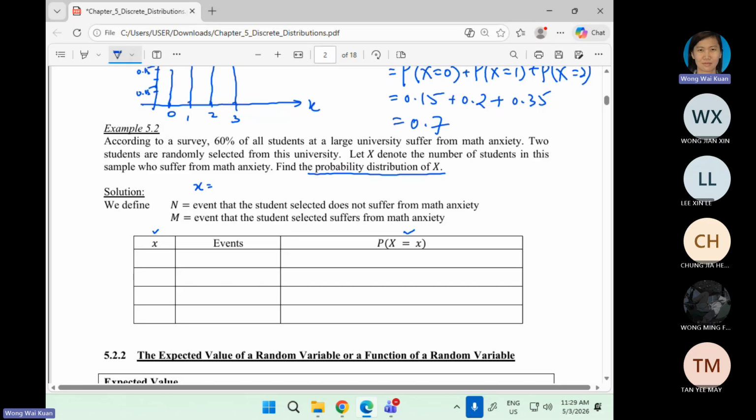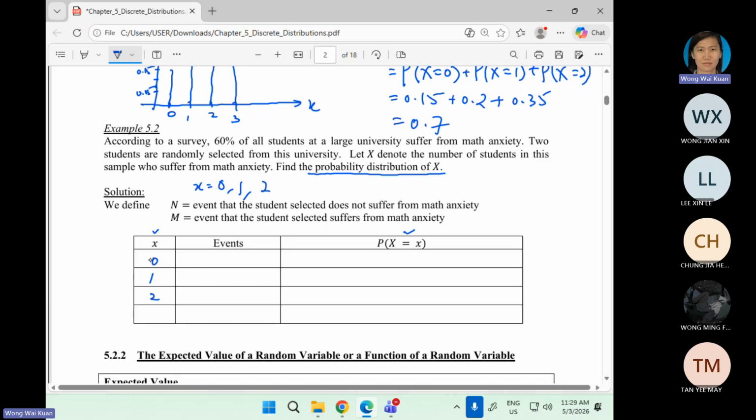X can take what value? 0, 1, or 2, right? So then I have 0, 1, or 2. So, sorry, I define N as the event that the student selected does not suffer from math anxiety. N is for no. M is for yes, the student suffers from math anxiety.